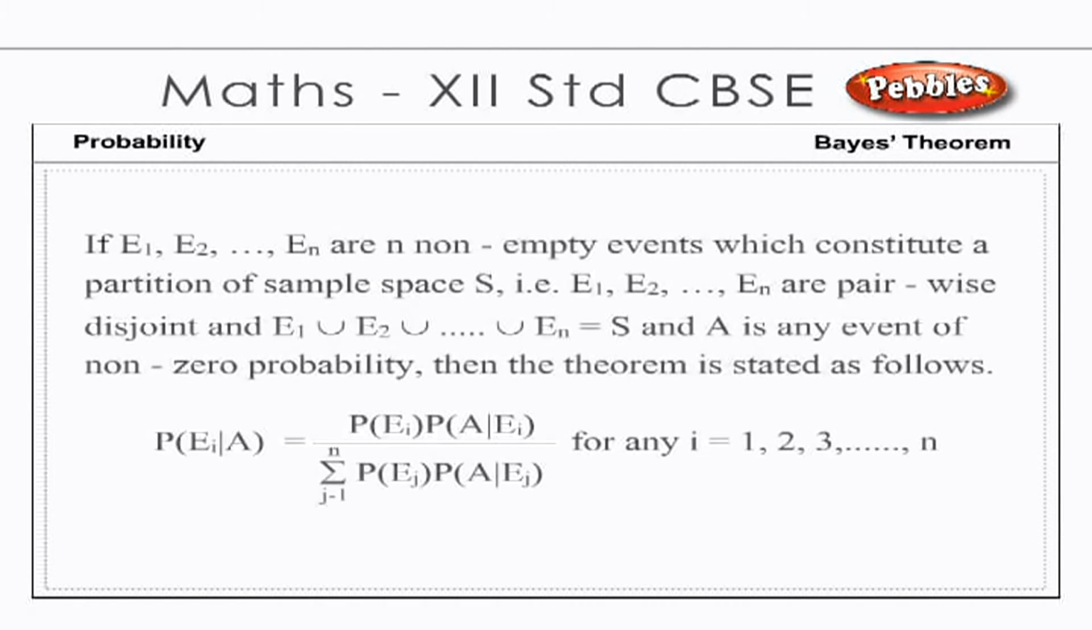Bayes' theorem. If E1, E2 up to En are n non-empty events which constitute a partition of sample space S, that is, E1, E2 up to En are pairwise disjoint, and E1 union E2 union up to En is equal to S, and A is any event of non-zero probability, then the theorem is stated as follows and the proof is also given.